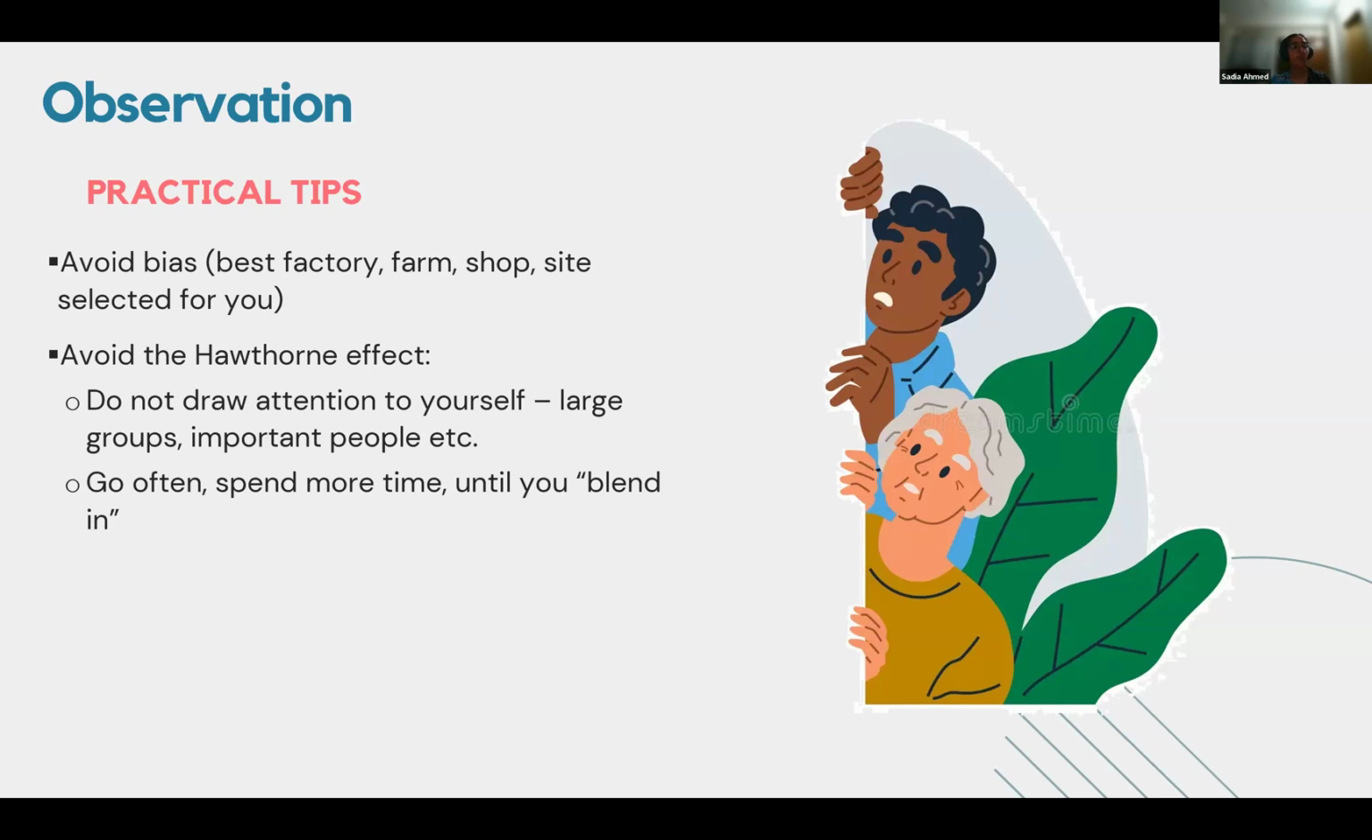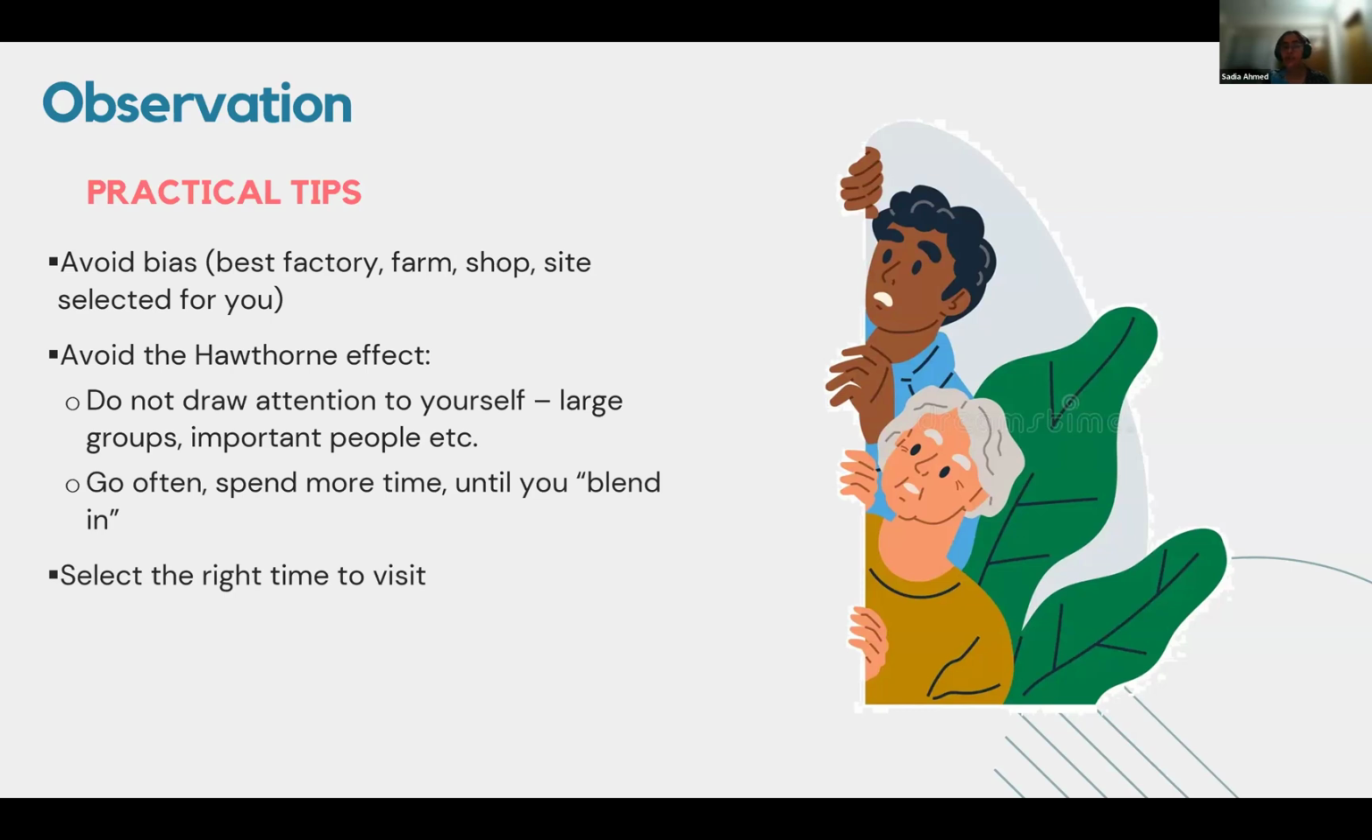If it's possible, also try to go often and spend more time in those places, until people see you and think, oh, this guy comes to visit quite frequently. He comes every month or every two months, and then you blend in, and that can reduce the observer effect. Then you can have people just going about their business and not bothering. If it's a busy market day and you blend in, the way you dress looks like everyone else, the way you stand there looks like everyone else, you may be able to blend in so that you do not affect how people behave.